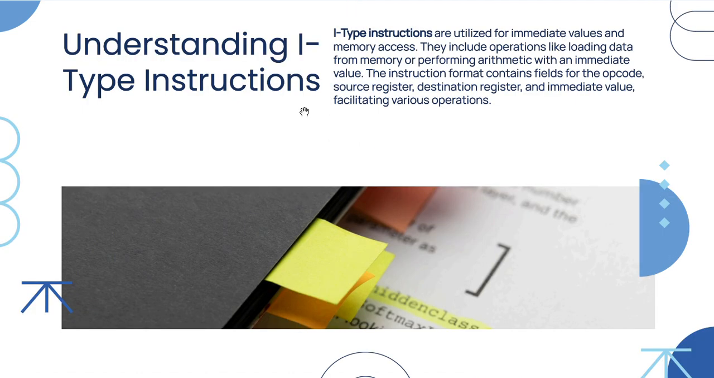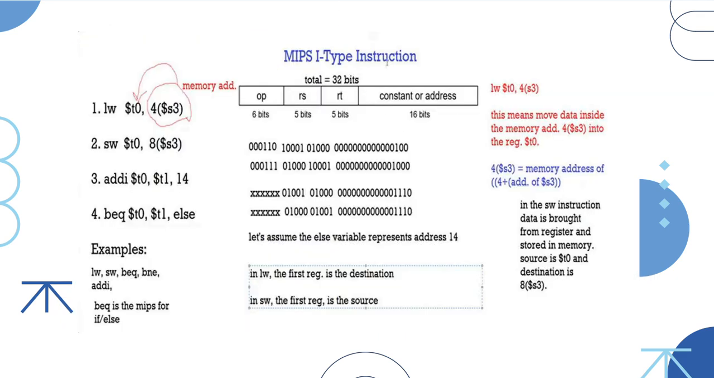The next instruction type is the I-type instruction. I means immediate, which is used for immediate values and memory access. They include operations like loading data from memory and performing arithmetic with an immediate value. The instruction format contains fields for the opcode, source register, destination register, and immediate value.